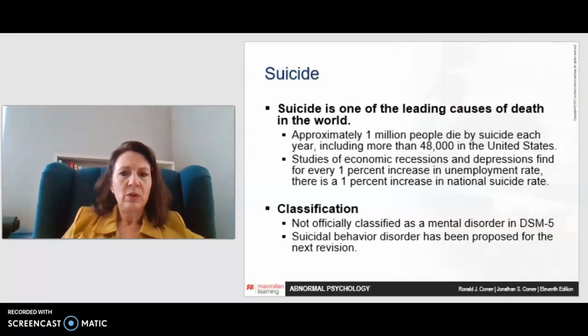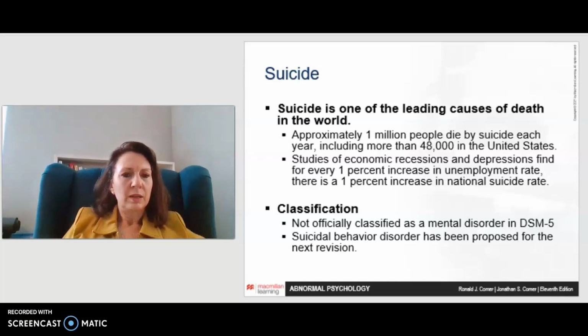Suicide is one of the leading causes of death in the world. Approximately 1 million people die every year, including more than 48,000 in our country alone. When we have economic recessions and depressions, for every 1% increase in unemployment, we have a corresponding increase in the national suicide rate.